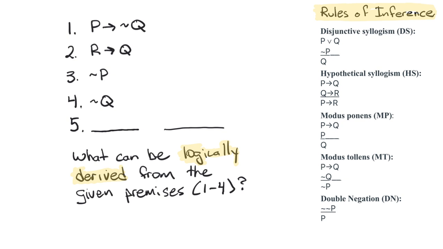So we're able to get negated R, which logically derives, and our justification is rows 2 and 4 using the rule of inference, modus tollens. So that's how you use some of these.